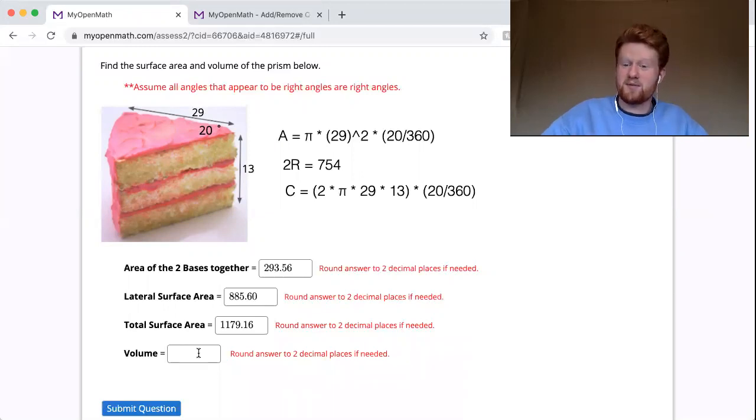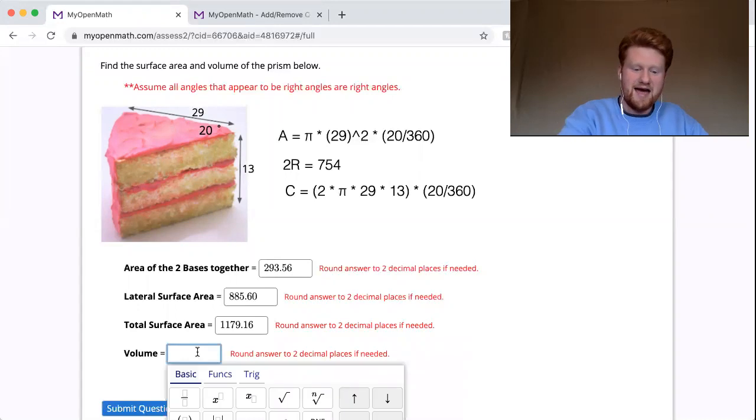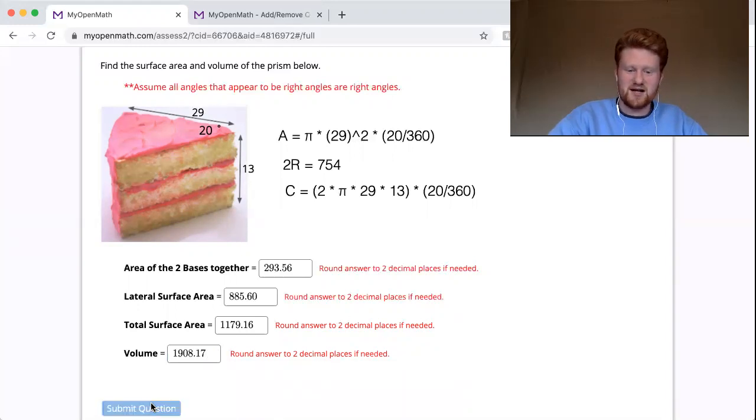For the volume, same as with all of our prisms, it's the area of the base times the height. And we already found the area of the base right up here. Going back in my calculator to when we solved that, the area of the base was 146, or half of this 293 value, because that was both bases. So we'll take the 146.78 times our height, which is 13, and the volume will be 1,908.17. Let's see if that's correct.